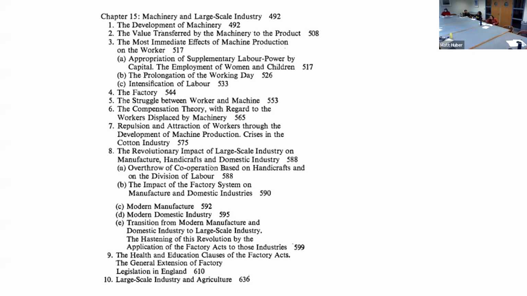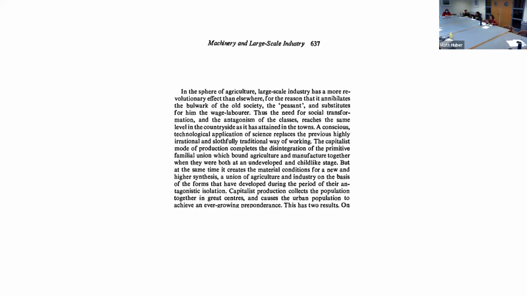Okay, finally, he says we're going to talk about agriculture later, and he does in volume 3, by the way, but he's like, let's just throw in 2-3 pages on agriculture at the end of this chapter. But this is so crucial to Marx's theory. In the sphere of agriculture, large-scale industry has a more revolutionary effect than elsewhere, for the reason that it annihilates the old bulwark of the old society. So the peasant gets annihilated by this new form of production.